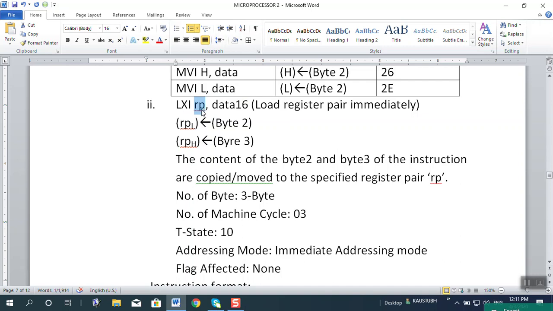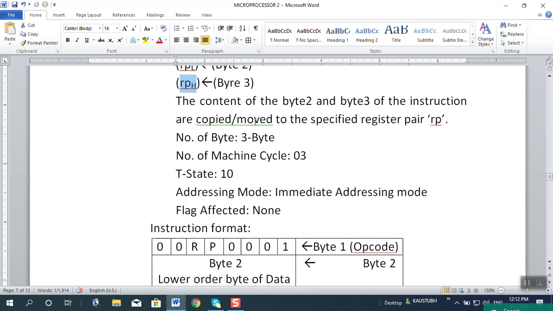If it is the BC register pair, C is the lower byte, B is the higher byte. So the lower byte of this data, which is byte 2 of the instruction, will be copied to C, and the higher byte of the data, that is the third byte of the instruction, will be copied to B. So here I am indicating RPL, RPH: lower byte of the register pair, higher byte of the register pair. So the content of byte 2 of the instruction is copied to the lower byte of the register pair. The content of byte 3 of the instruction is copied to the higher byte of the register pair. So the content of byte 2 and byte 3 of the instruction are copied, moved, or transferred to the specified register pair RP.